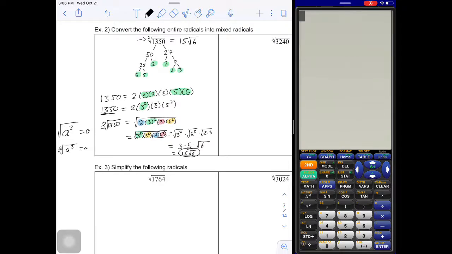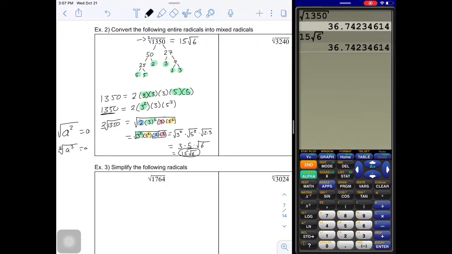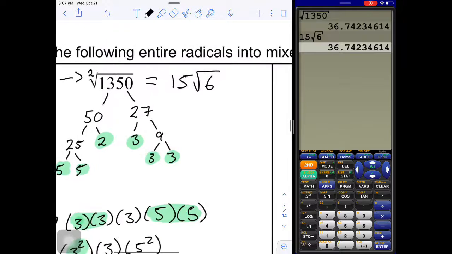So let's put it in our calculator here. First let's take the square root of 1,350. That's 36.7423 and so on. Now if I do 15 times the square root of 6, that's the same number. We can see that it's the exact same number. So these are simply the same thing, they're just wearing different pants. It's just a different form of that radical.